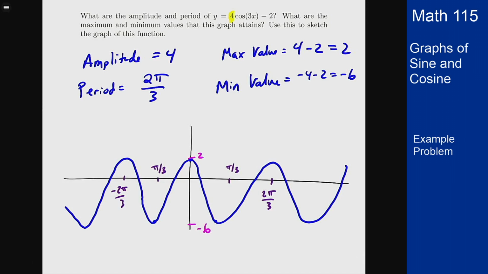So that's the idea of how you can use the main features, amplitude, period, and maximum values of a cosine function to be able to sketch its graph and get into what that function looks like over a wide range of input values.